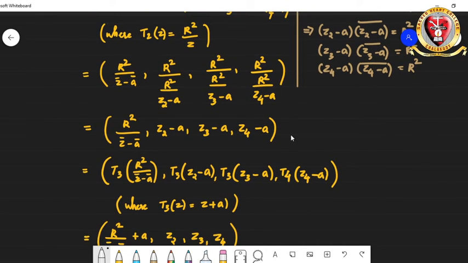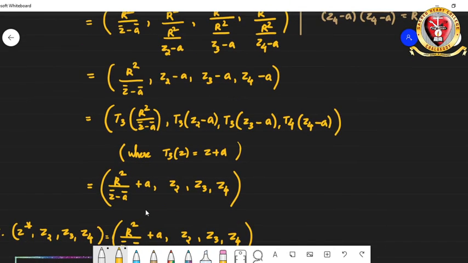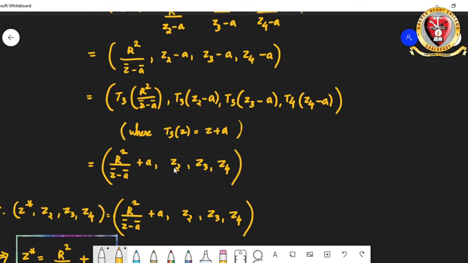Now you are bringing forward the next Mobius transformation, which is t3 of z is equal to z plus a. Okay, just adding a constant. That is also a Mobius transformation. We had dealt with it before while dealing with Mobius transformation at first. Okay, so we are going to apply t3 on each of the terms in the cross ratio, and that will be invariant. So that is equal to the first term plus a, the second term z2 minus a plus a, z3 minus a plus a, z4 minus a plus a, and you will get this.